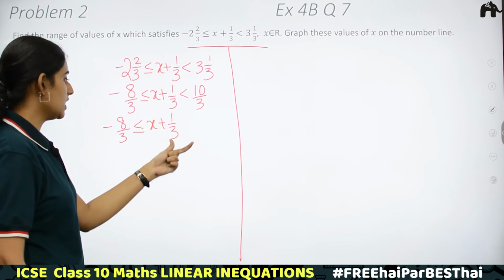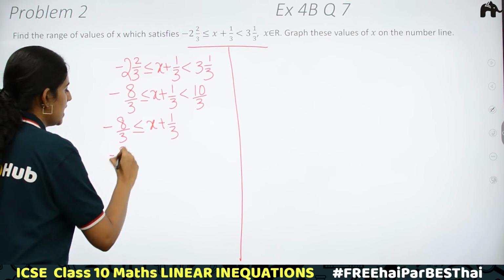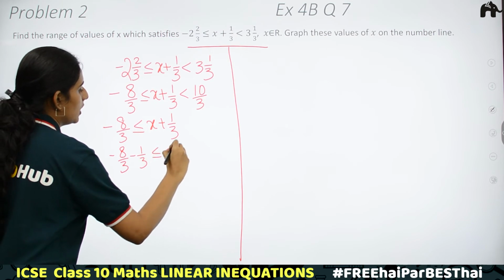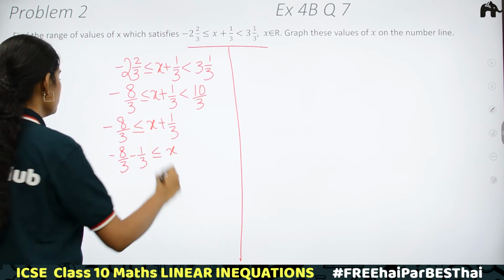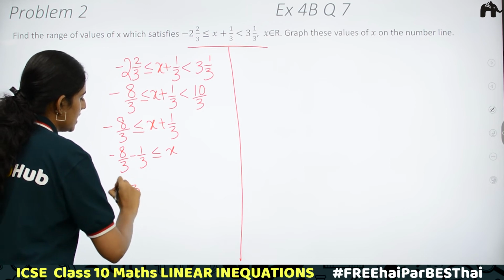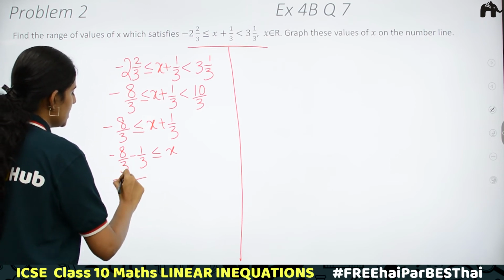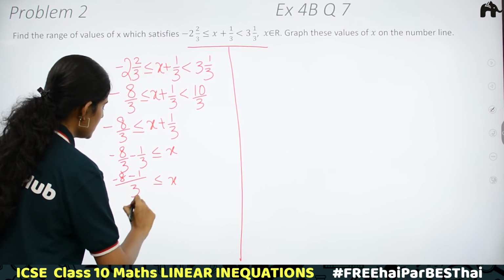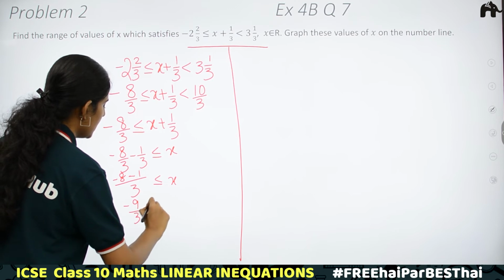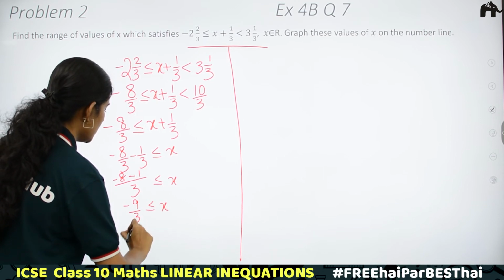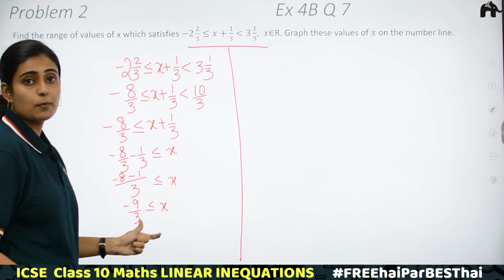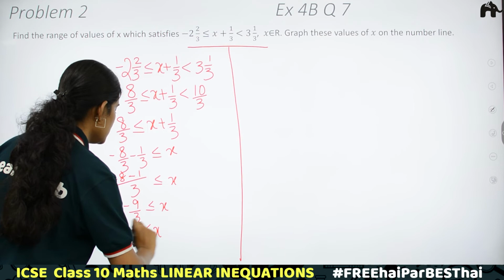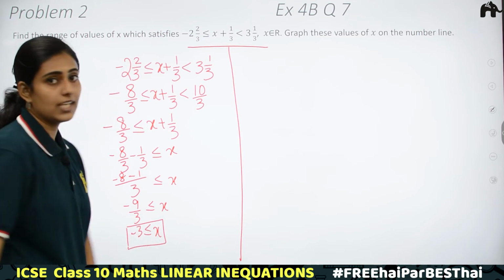Taking 1 by 3 to the opposite side. Minus 8 by 3 minus 1 by 3 less than or equal to x. Correct? Okay. Taking the LCM, 3: minus 8 minus 1 less than or equal to x. That is minus 9 by 3 less than or equal to x. Minus 9 by 3 is minus 3. Minus 3 less than or equal to x. This is our first condition of inequality.